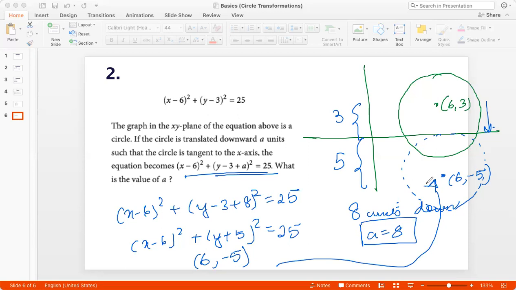So this was circle transformations, right? If you remember the general rule of shifting of circles, or for that matter, shifting of any curve, then you would be able to get these questions right.